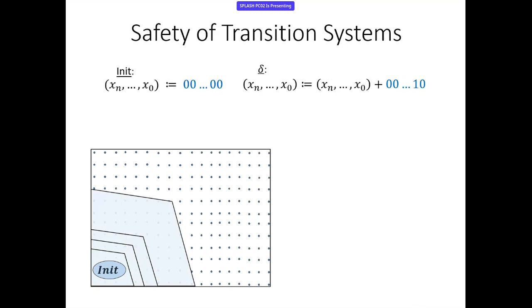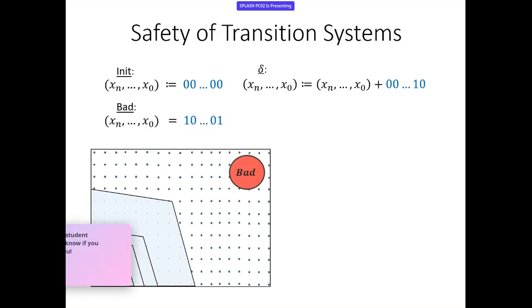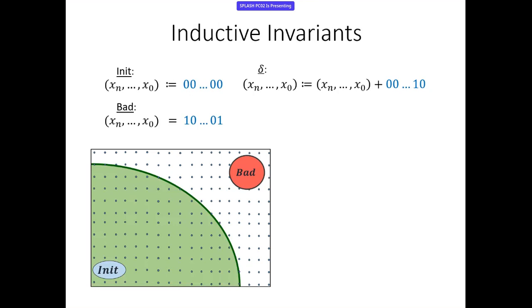And now we want to prove that no reachable state is a bad state, and here being bad is being this number 10001, or 2 to the n+1. So we want to prove that if we start from 0 and iteratively add 2, we can't get to this bad number. To do this, we want to find an inductive invariant, which is a set of states that contains the initial states, doesn't contain any of the bad states, and is closed under transitions of the system. There's no transition from inside the invariant to outside the invariant.